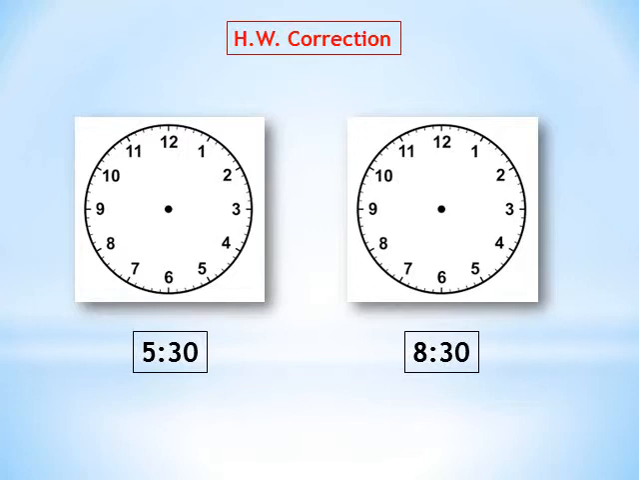We had this question. We had two clocks with no hands, and I have a time shown below each clock. So I want to draw the hands of the clock. The first clock, it's 5:30. 30 means it's half past. So the long hand, the minutes hand, will always be pointing to 6.